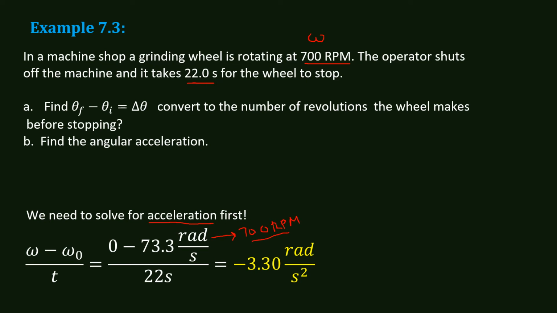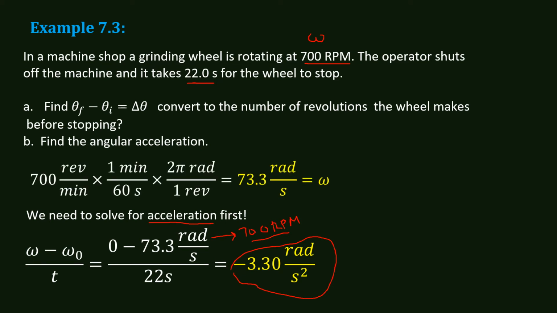700 RPM converted, and then we get our answer of our angular acceleration of minus 3.30 rads per second squared. So we've answered B. Now we'll go back and we'll see if we can answer A.